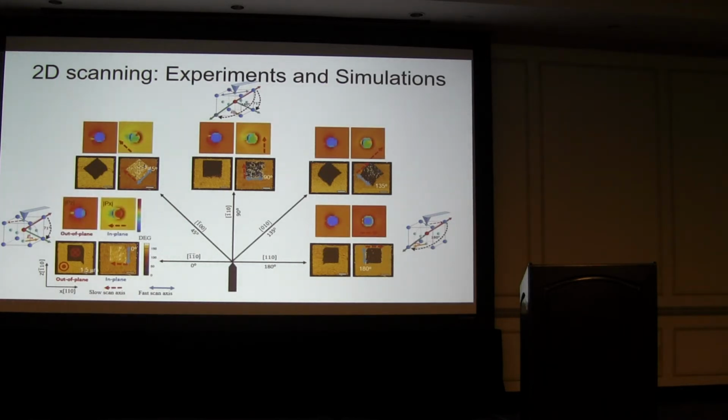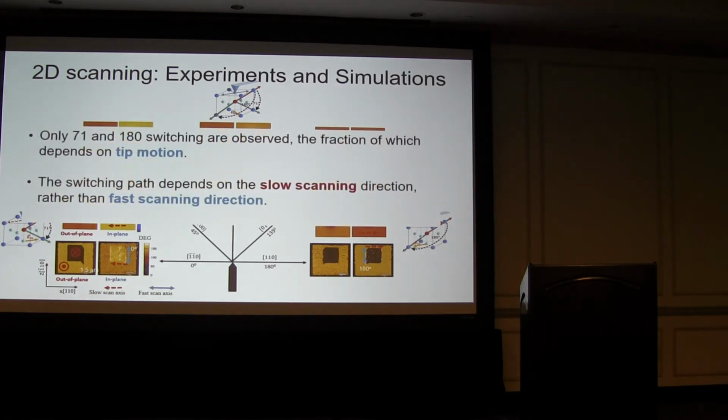And our phase field model also captures these features that we can see in all these cases. The out-of-plane polarization changes from upward to downward, while for the in-plane cases, this one is enhanced, this one is switched, and for the other case, it's like a medium state. And we can see here that only the 71 and 180-degree switching are observed, and the fraction of each switching depends on the tip motion. And also, the switching path only depends on the slow scanning direction instead of the fast scanning direction.